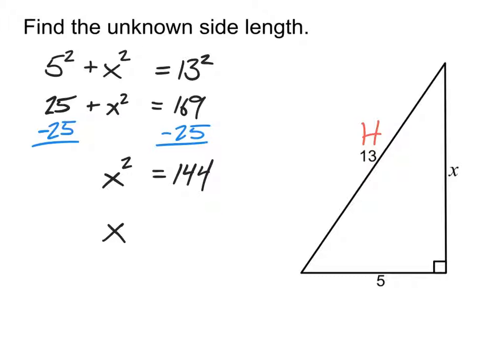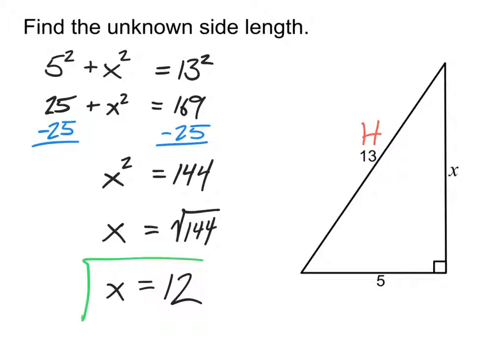Now I'm going to go ahead and take the square root of both sides. So I'm going to do the square root of 144, which is a nice, pretty number. What is the square root of 144? 12. It is 12. And so that then is our final answer. x equals 12.